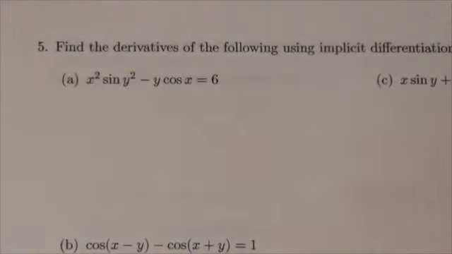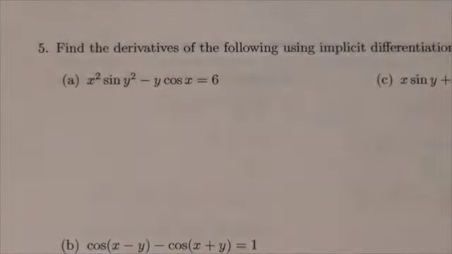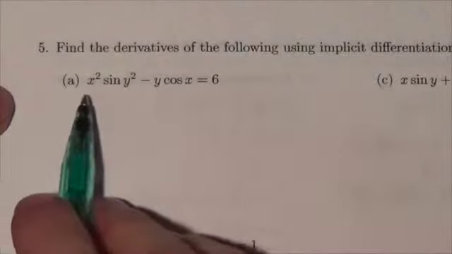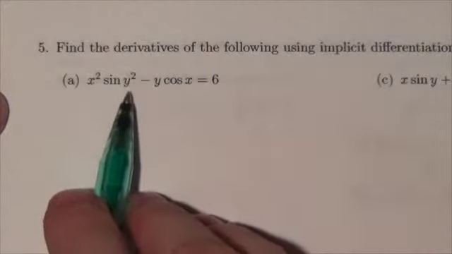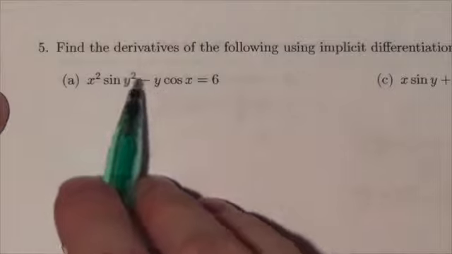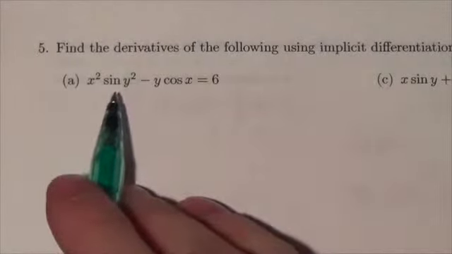Okay, hi everybody. We're working through the trigonometry review, and for this question we just have to figure out the derivatives of each of these using implicit differentiation. So this first one, I notice my first term is x squared sine of y squared. Now it's important to notice where the square is in that trig function. It's inside the trig function.